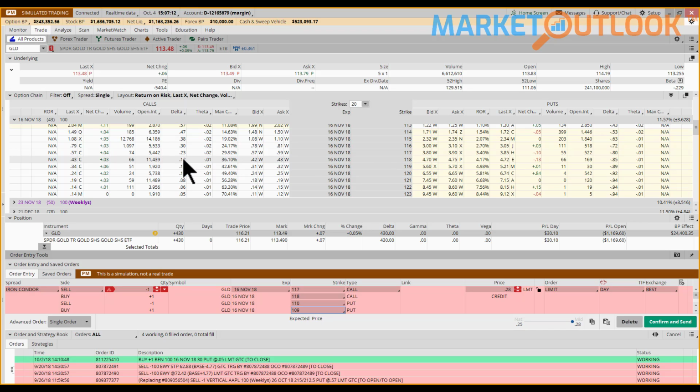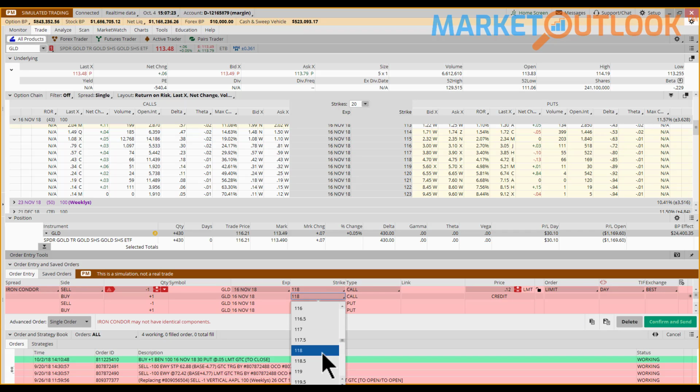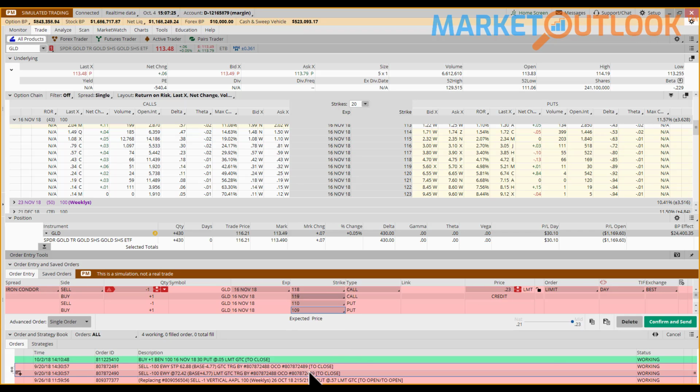Maybe I'll be able to sell the 118 and buy the 119 instead. Let me just check that real quick. I don't know if this will work, but it's at least worth a shot. So let me change this to the 118, and let's change this to the 119. We're almost there.